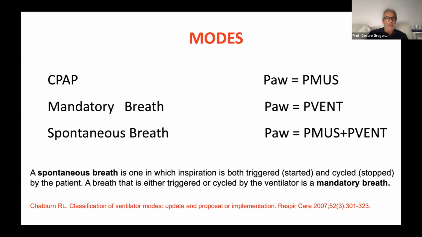So we can define a spontaneous breath, CPAP, and in CPAP the pressure is just applied by the respiratory muscles. We can also call a spontaneous breath a pressure support breath, for example, but in this case the pressure applied to the respiratory system is generated partially by the respiratory muscles and partially by the ventilator. Differently, during a mandatory breath, the pressure applied to the respiratory system is only generated by the ventilator.